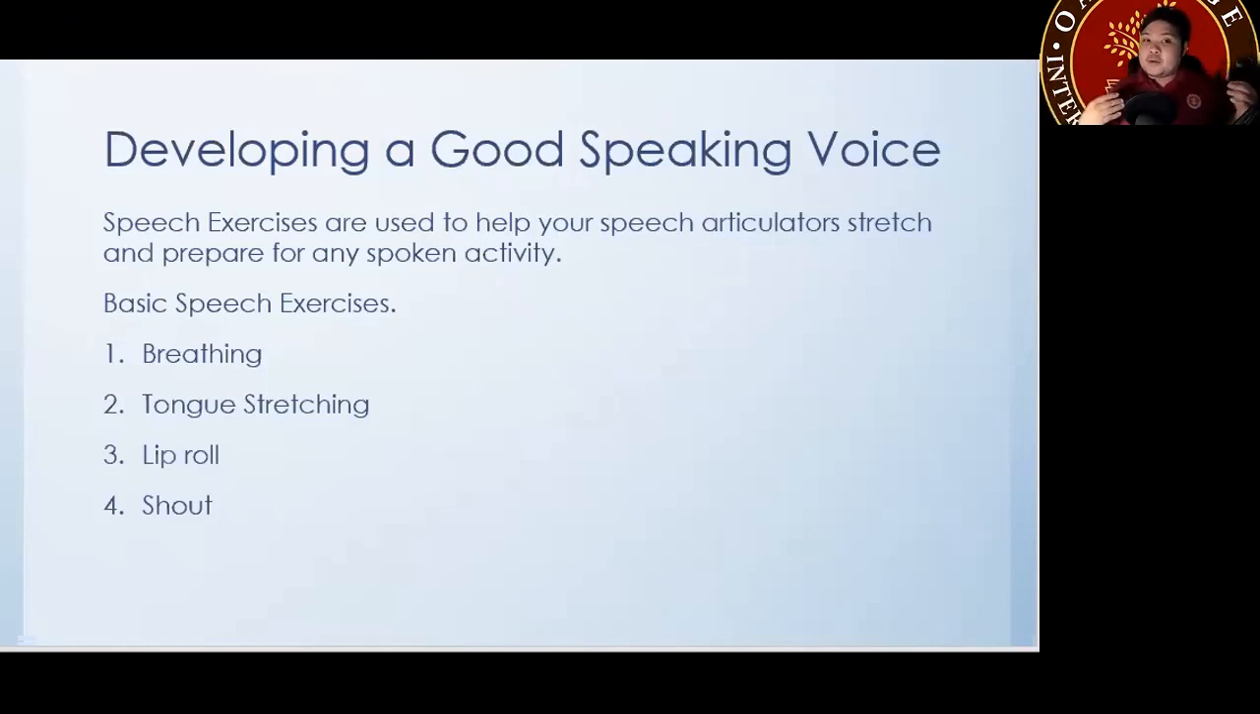And when you're doing all of these four things, you're basically practicing your speech articulators, the body parts that produce speech. You could develop a good speaking voice. All right. So that pretty much ends your speaking. Now we move on.